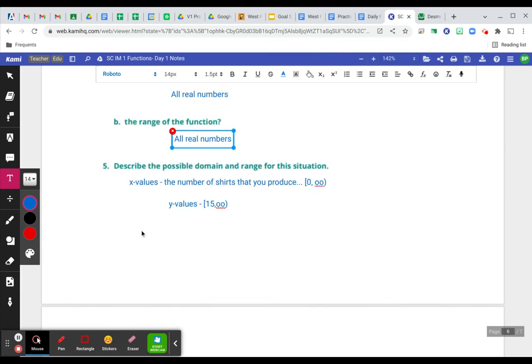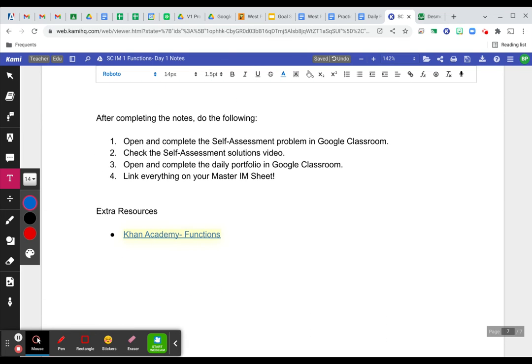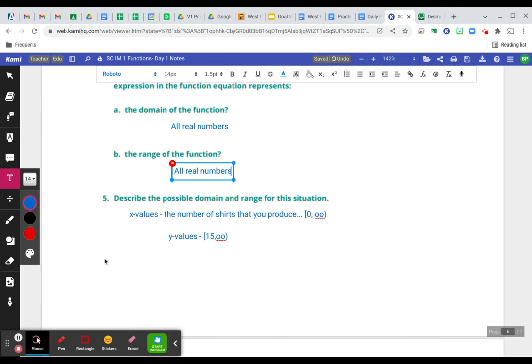Okay, so at this point, what you are going to want to do is go through the self-assessment and watch the video afterwards, and then go and give that portfolio a try. All righty, guys, good job.